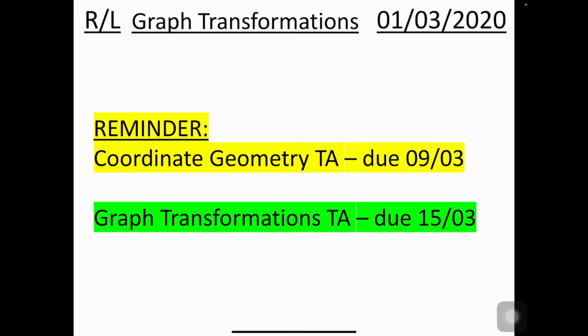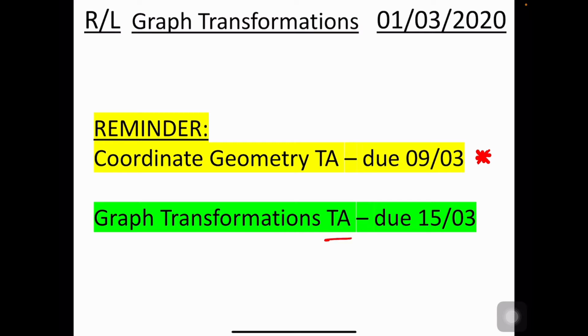Welcome to another lesson. The title is Graph Transformations, of course. And just before we get started, a reminder: the coordinate geometry topic assessment is due next week. Today we're going to complete the graph transformations topic, and I'll set the graph transformations topic assessment, which will be due in 2 weeks' time.